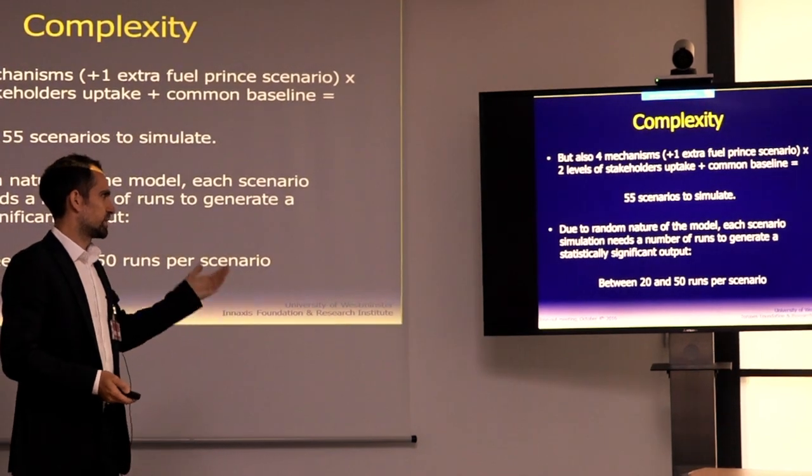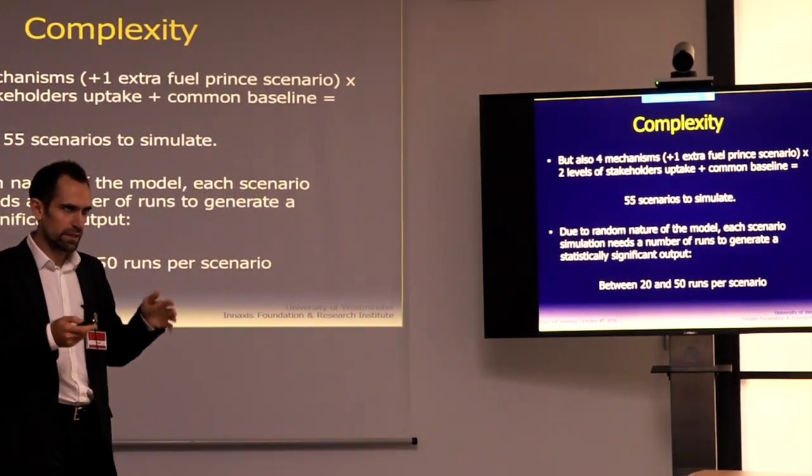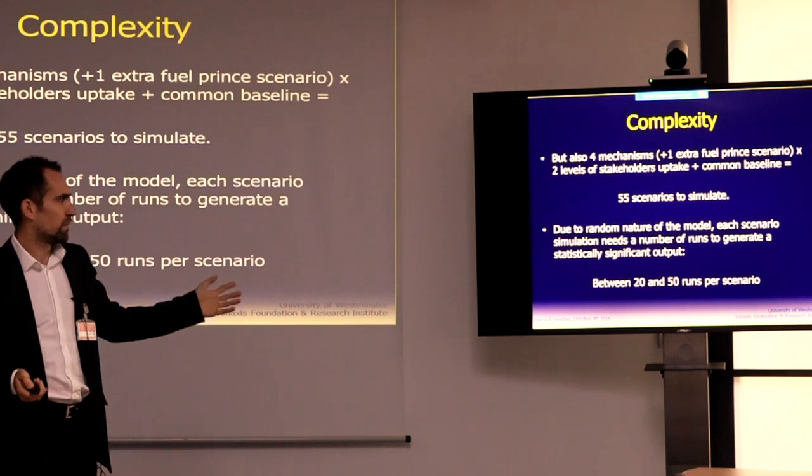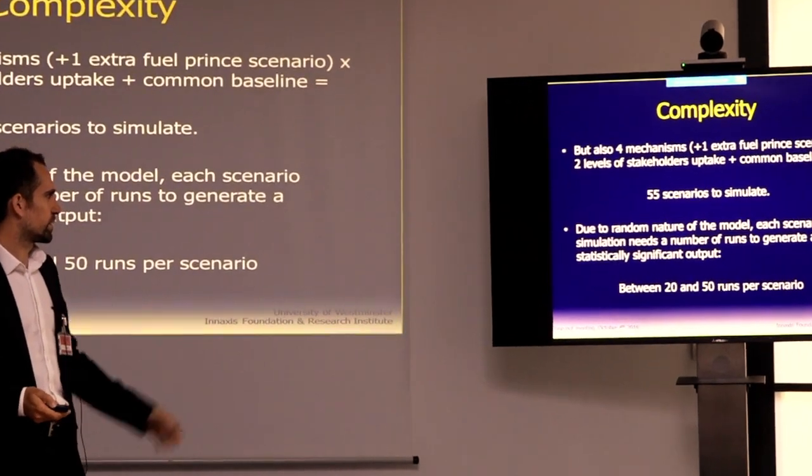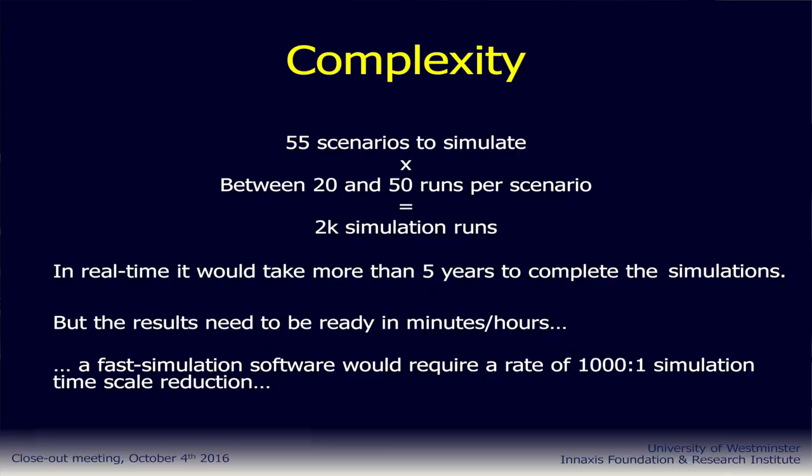Yeah, it depends on the scenario. Some scenarios have heavier computational requirements, so they took longer. So that's why there are different numbers. With all this, you have like 2K simulation runs, which means executions of the model of this 3 million element system. So if you were running it in real time, it would take like 5 years. So you need to do something like fast time or whatever. But still, you need to reduce it by 1,000 to 1 in the time scale. And it's not that easy, okay?